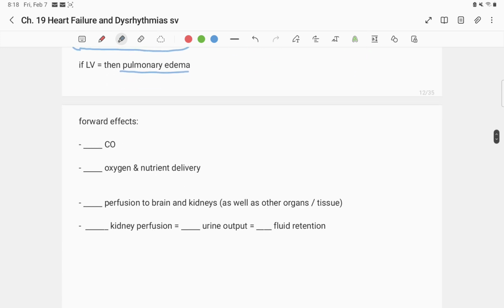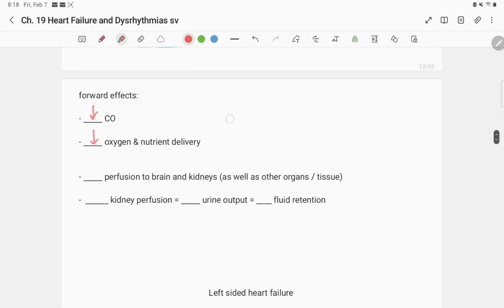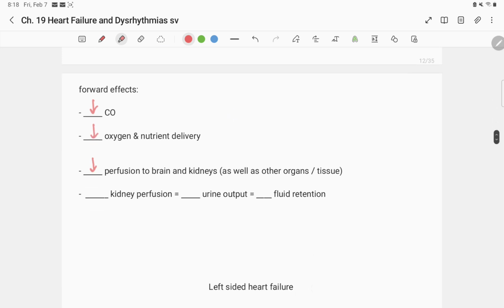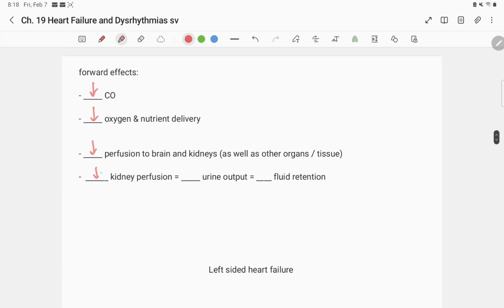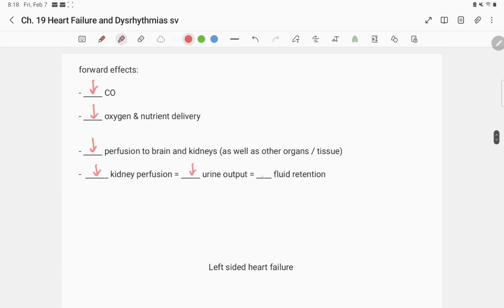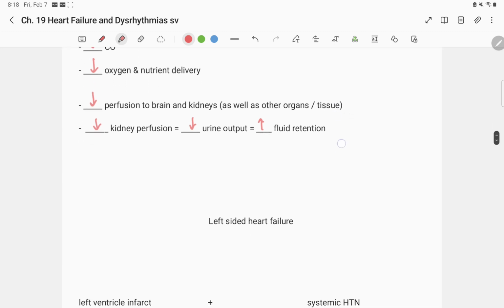All right, forward effects will have a decrease in cardiac output, decreased oxygen and nutrient delivery, decreased perfusion to the brain and kidneys, as well as other organs and tissue in the body. There's a decreased kidney perfusion, leads to decreased urine output, which means increase in fluid retention.